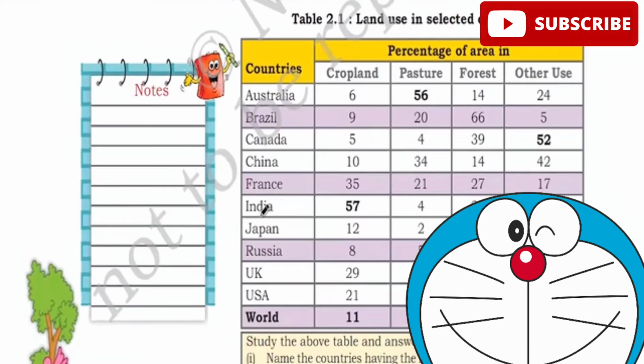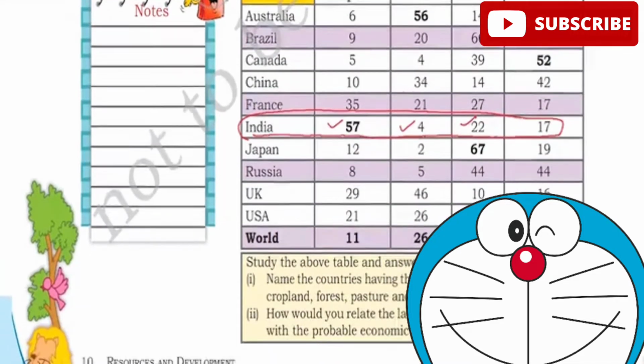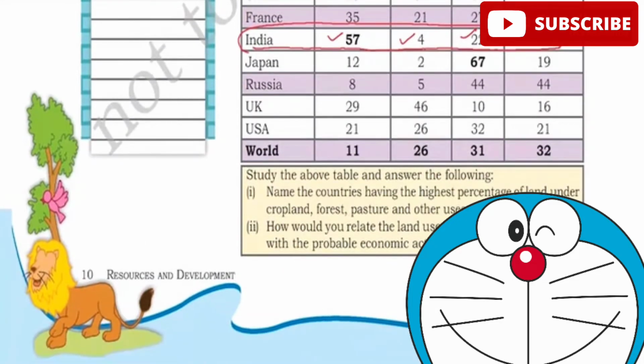So when we talk about India, about 57% of Indian land is there for crops. Pasture is only 4% that is used for grazing. That's why dairy industry is not so popular in India. And when we talk about forest, it is 22%, and for other uses, it is only 17%. So mostly we are using it for agricultural purposes.